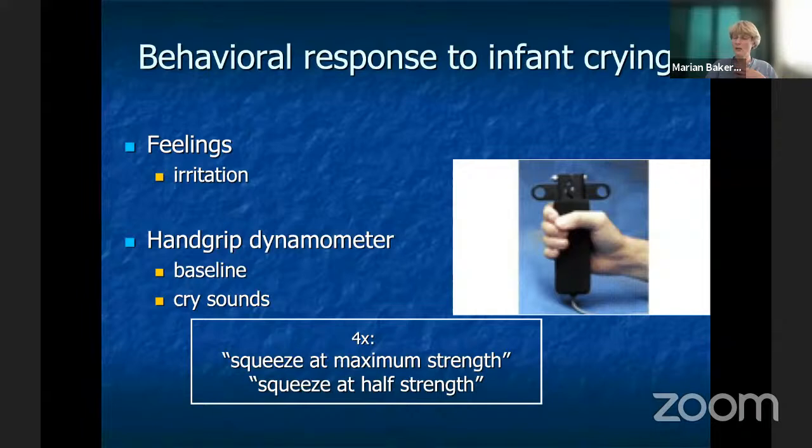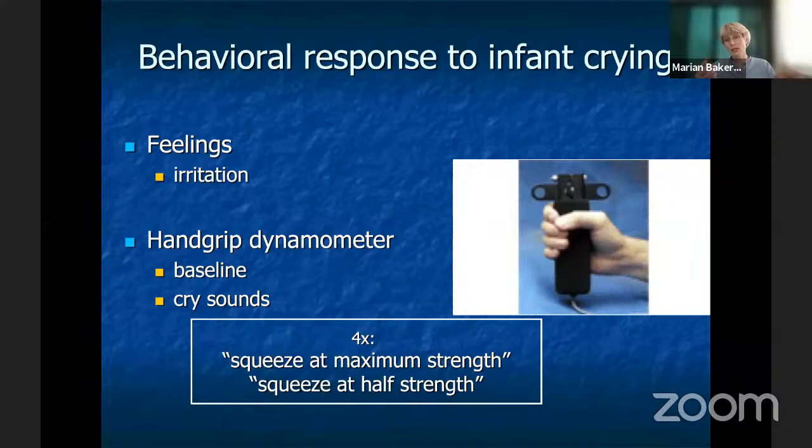So we exposed them again to infants crying, and we measured their feelings in terms of irritation. And we also asked them to do the hand grip dynamometer task. Now, some of you may know a hand grip dynamometer. It is well known from fitness centers, and you can squeeze it. And we asked them to squeeze at maximum strength and then at half strength.